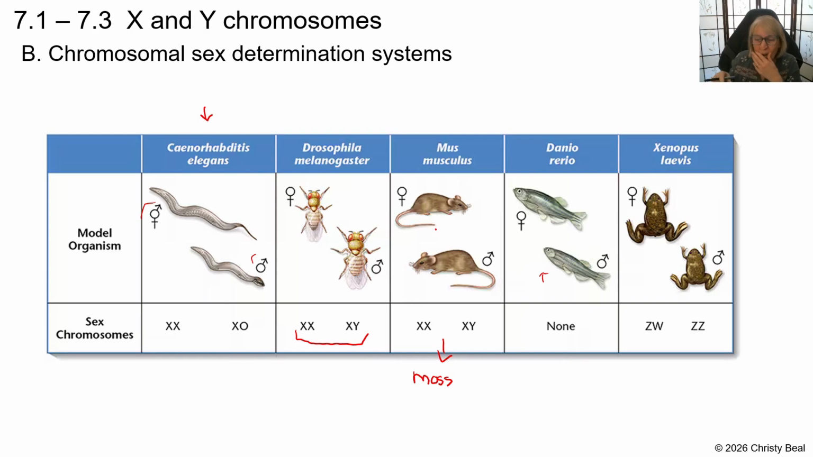And then frogs in this case, like in many other herps, so amphibians and reptiles, they have a ZZZW system. Herps are reptiles and amphibians, cold-blooded ones.